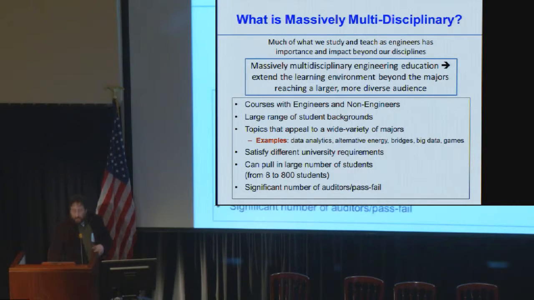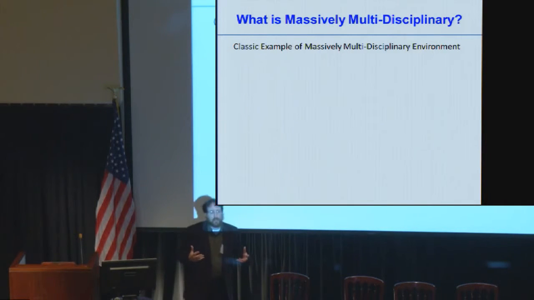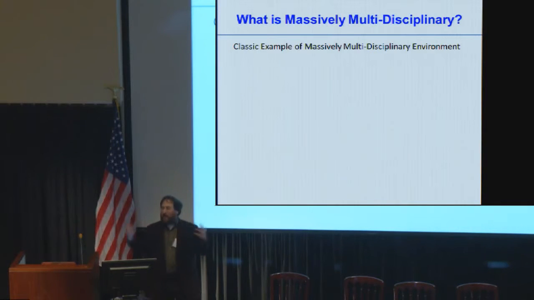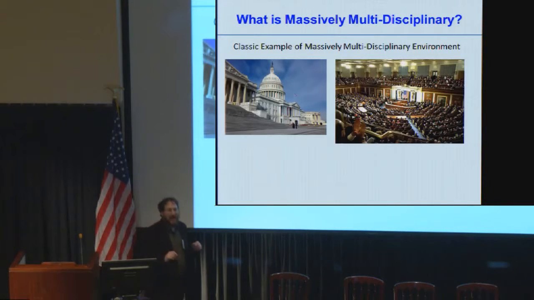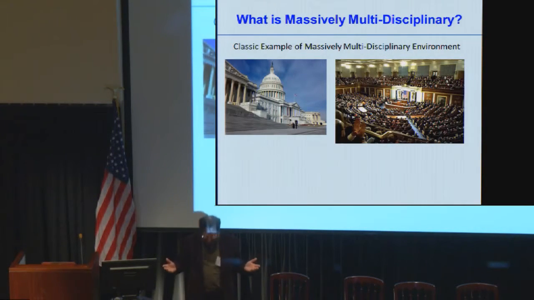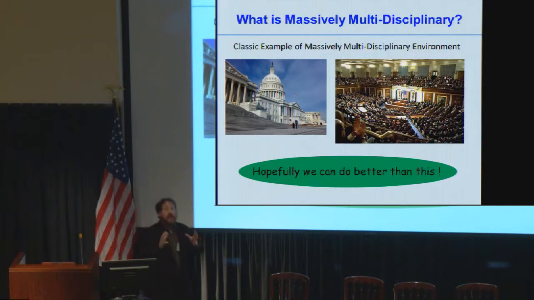Now, if you think about all of this, we can ask, what's a classic example of a massively multidisciplinary environment? I don't know, does anyone have any ideas on this? If not, it's okay. A university. That's really close. And you're thinking dysfunction, and I like that. Because here's an example of a massively multidisciplinary environment. But we all know how this works, or doesn't work. And hopefully we can do better than this.